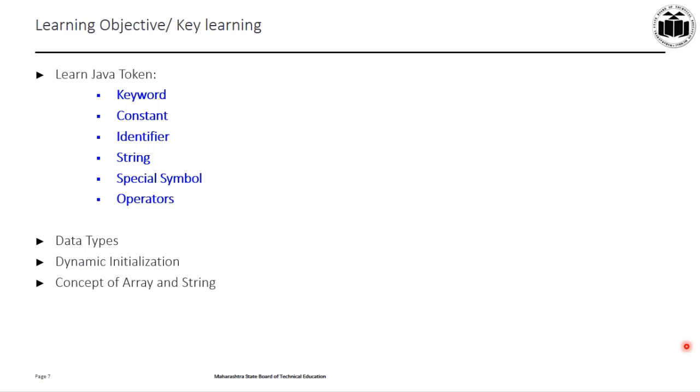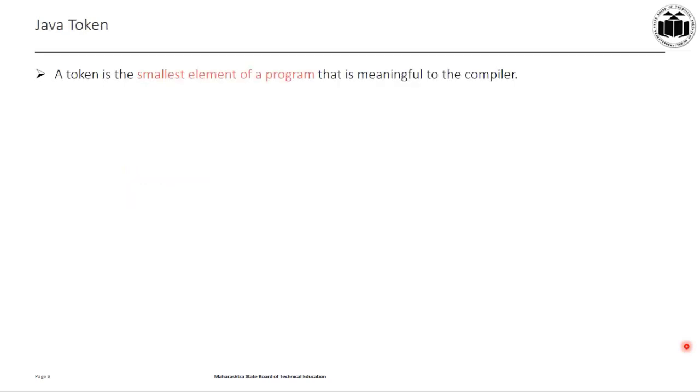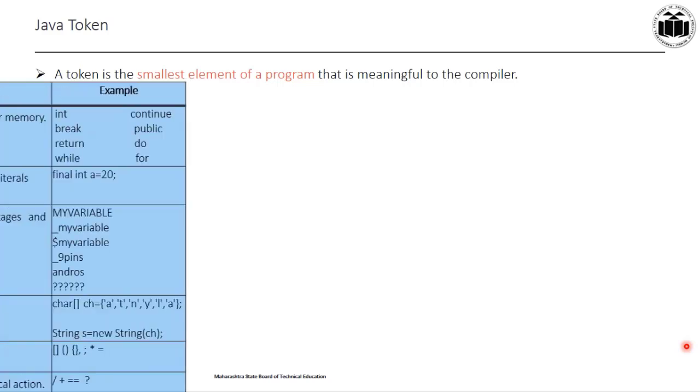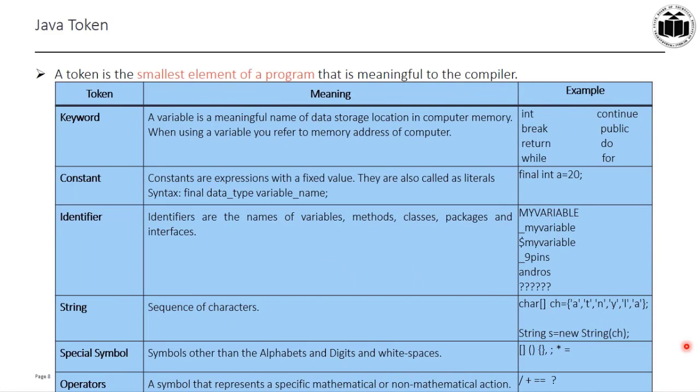So let us start with Java token. A token is the smallest element of a program that is meaningful to the compiler. So this table gives the complete information about Java tokens. First one is a keyword. Keyword is nothing but the reserved words, for example int, break, return, while, etc.